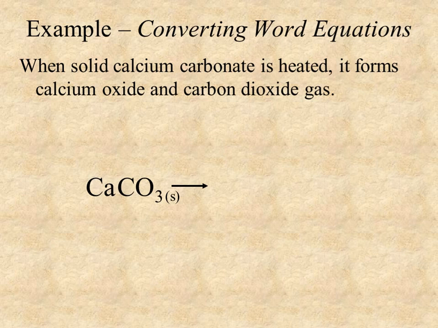Now, carbon dioxide, we're told, is a gas. Calcium oxide, there's no indication of what the state is, but if we think about it, we're starting with a solid, and we are heating something to the point where it decomposes, it's degassing, giving off carbon dioxide.